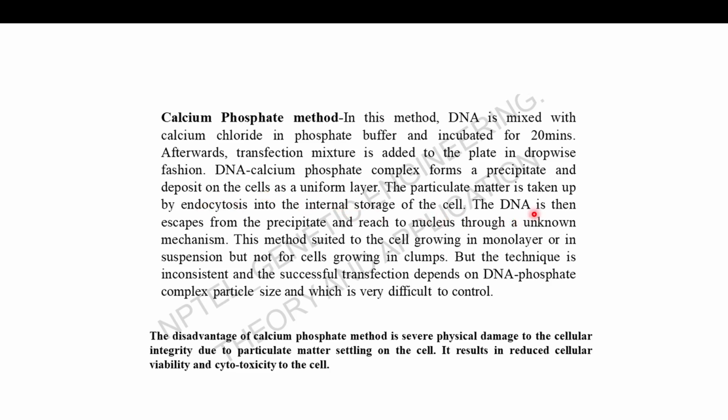Then eventually, once inside the cell, the DNA escapes from the precipitate and reaches the nucleus through an unknown mechanism. This method is suited to cells growing in a monolayer or in a suspension, but not for cells growing in clumps. If the cells are clumped already, the calcium phosphate complex formed along with the DNA won't be able to cover the cells uniformly, right?